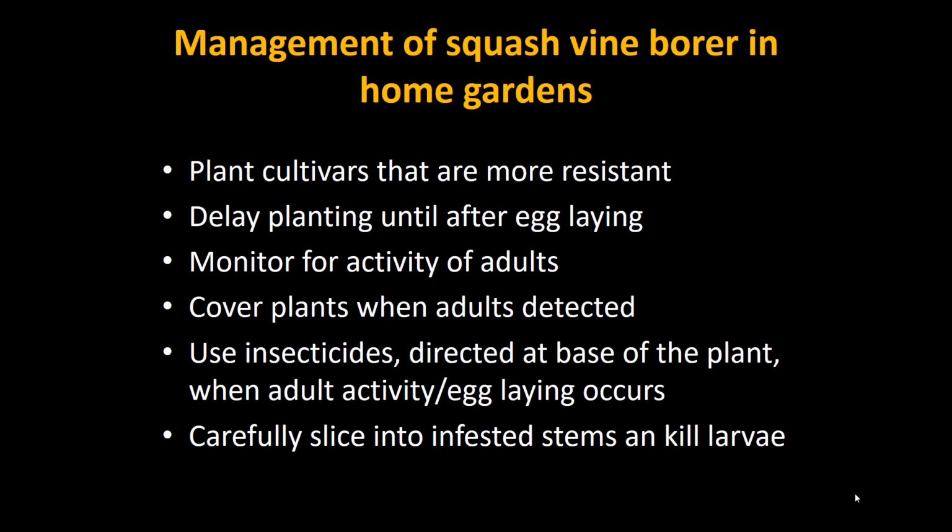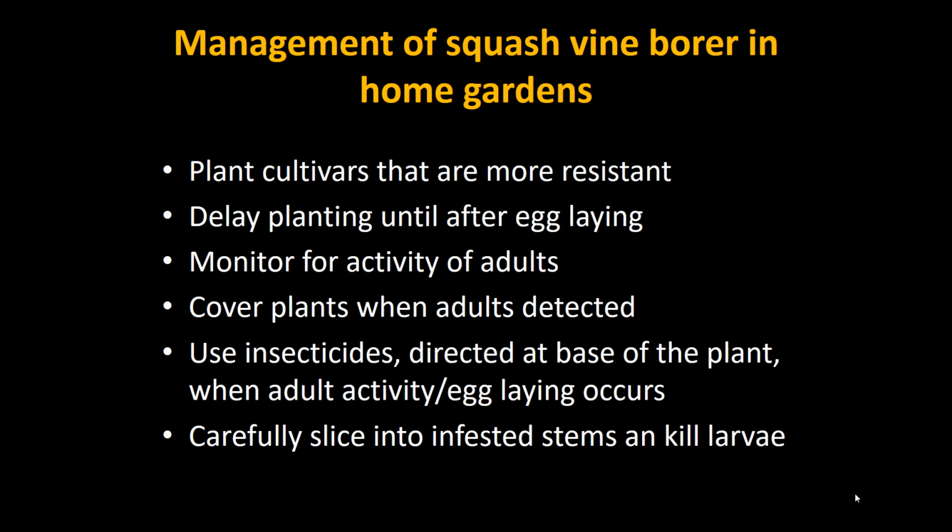When the adults are around, one thing you could do is cover the plants so they can't get to them. It doesn't need to be done for long, maybe 2, 3 weeks, and then take the covering off because you need to have the plants open if you're going to have the blossoms pollinated. You could possibly use insecticides. There are some allowed for homeowner use. These should be directed at the base of the plant when the adult activity and egg laying is present.